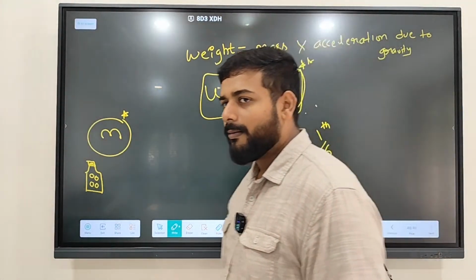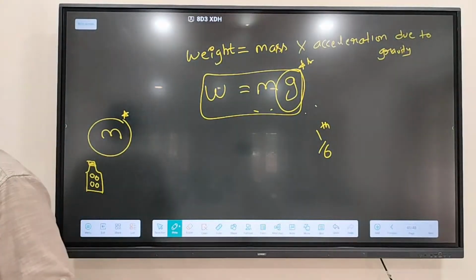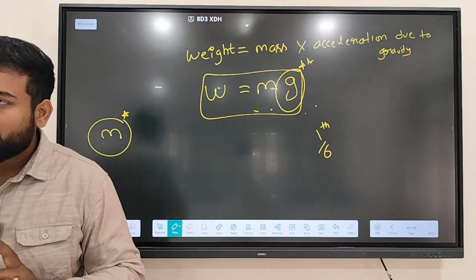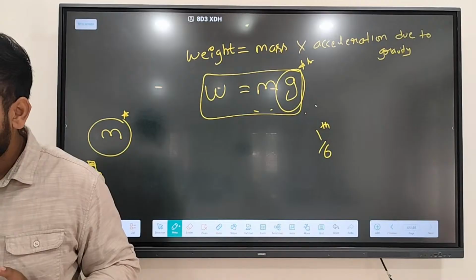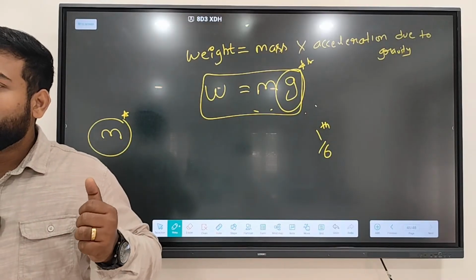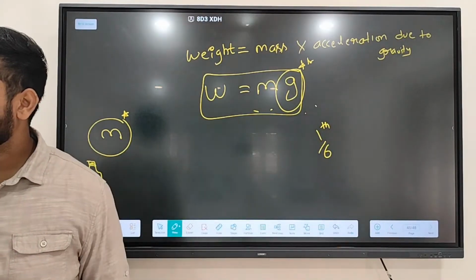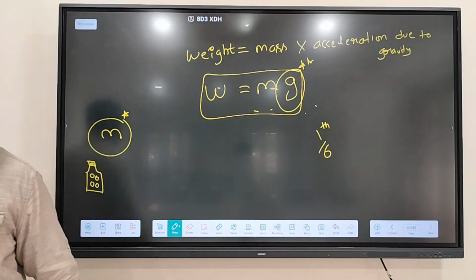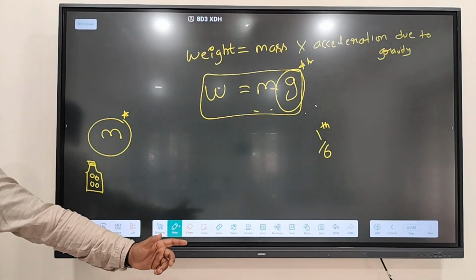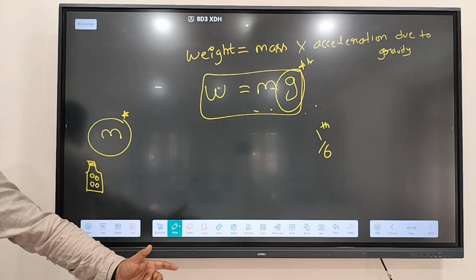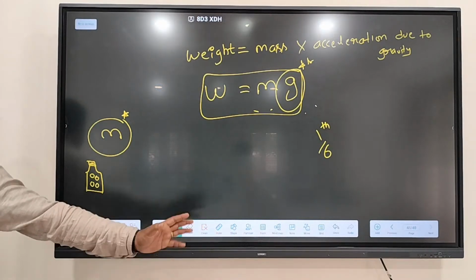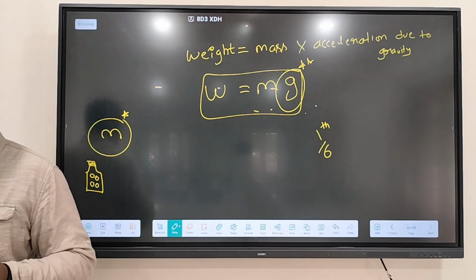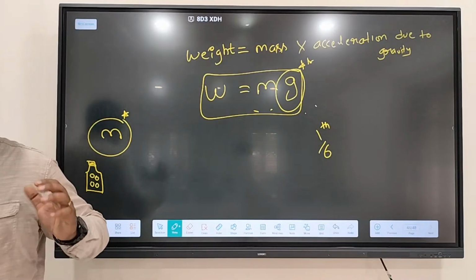1/6 of that of Earth. Okay, let's say your weight is 60 kgs. What will be your weight on Moon? 1 by 6 of 60, that is 10 kgs, right? 60 by 6, 10 kgs. If your weight is 60 kgs on Earth, your weight will be 10 kgs on the Moon.